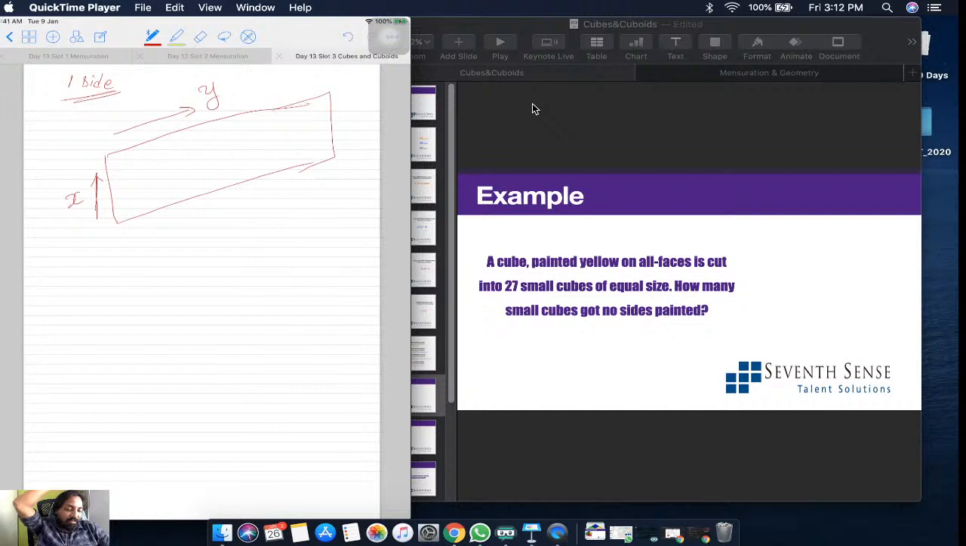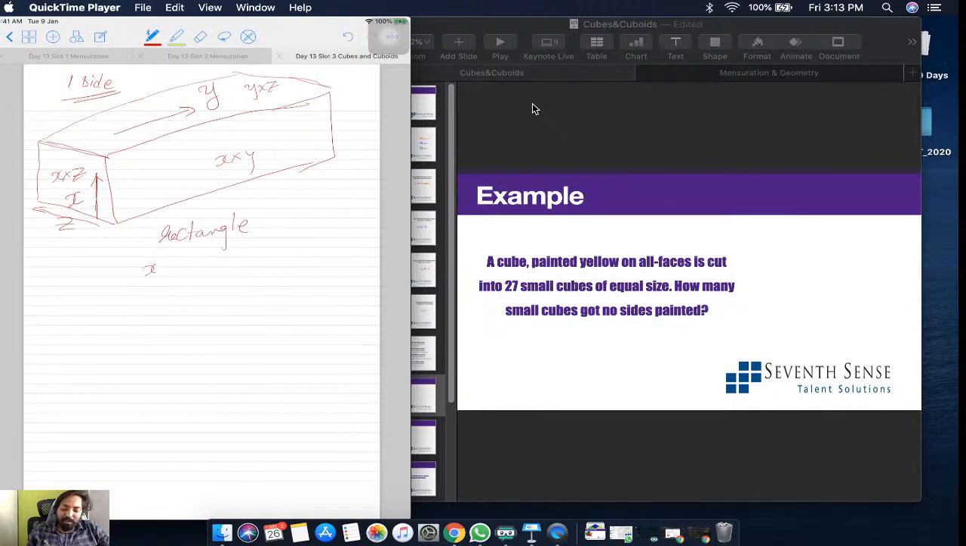Right answer. This is the XY face, this is the XZ face, and this is the Y into Z face. This is X into Y face, this is X into Z face. That's how it is. There are no squares. All of them are rectangles.